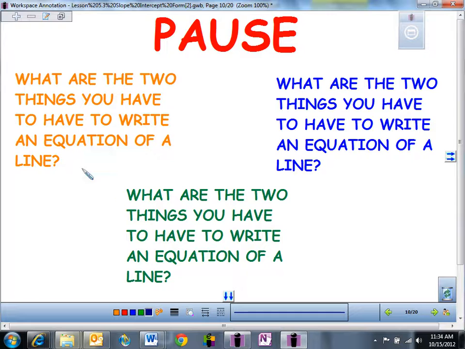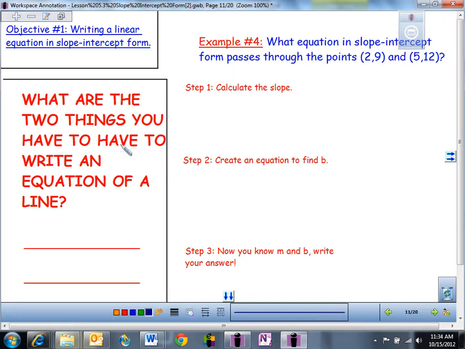So, as of now, what are two things we need to have for an equation of a line? We need an m, and we need a b. So what is the equation in slope-intercept form that passes through these 2 points? So let's find our m.